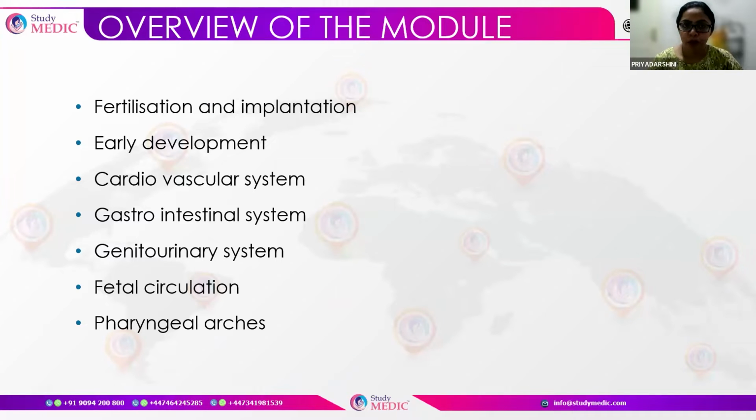Giving you an overview of the module, the important topics not to be missed are fertilization and implantation, early development of the embryo, development of the cardiovascular system, the gastrointestinal system, the genitourinary system. Most importance is given to the genitourinary system. Also, a little about fetal circulation and the derivatives of the pharyngeal arches makes it simple to answer all the questions of this module.